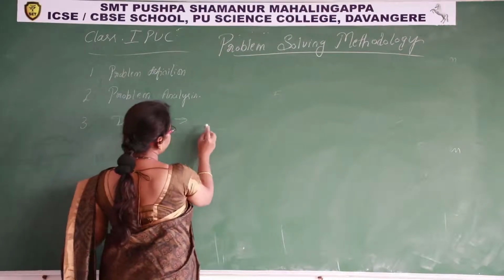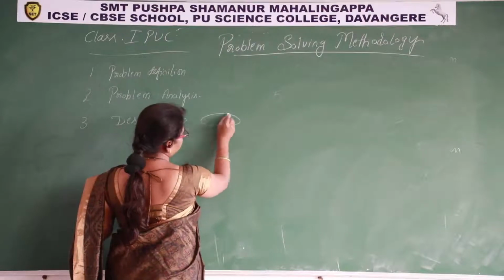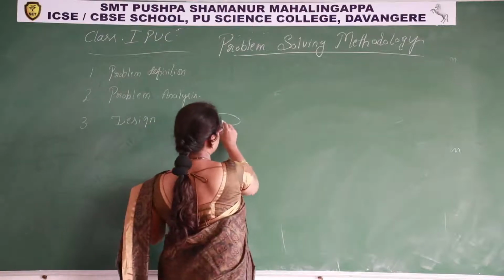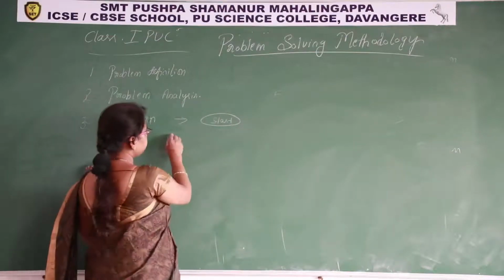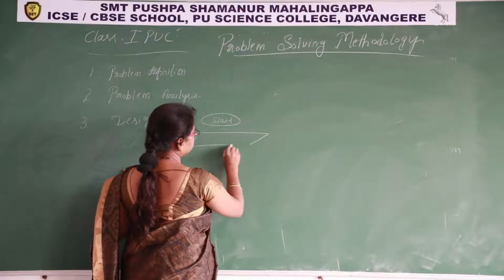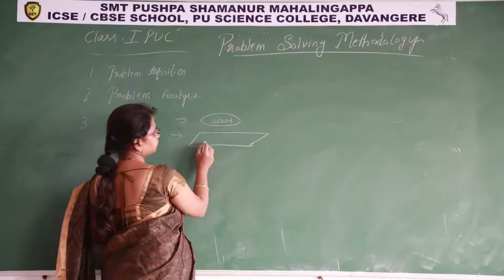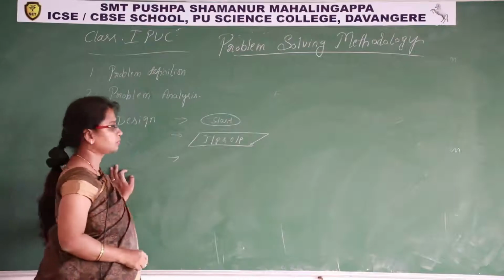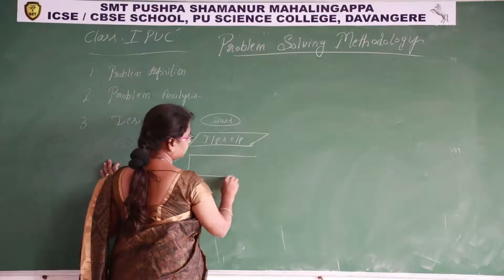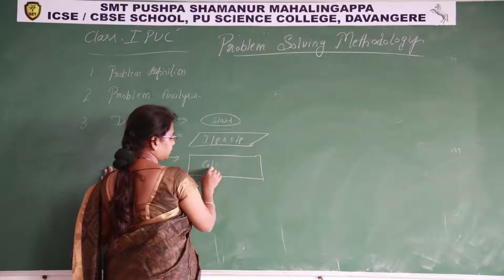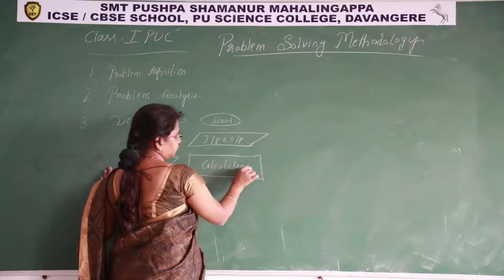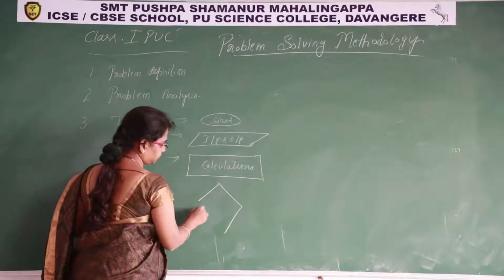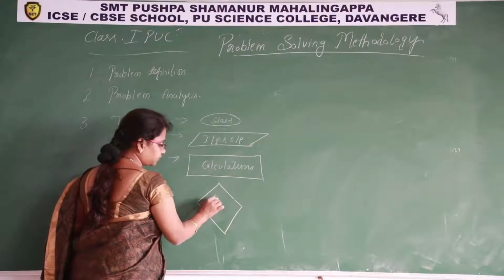So what are the symbols available here? Oval. This is for start. I'll write here start. Next, parallelogram. This is for input and output operations. Then rectangle, processing, calculations. Rhombus, decision making.